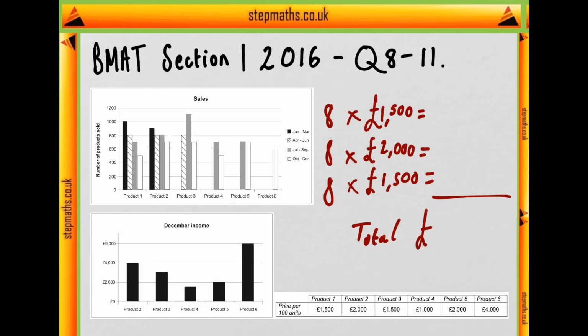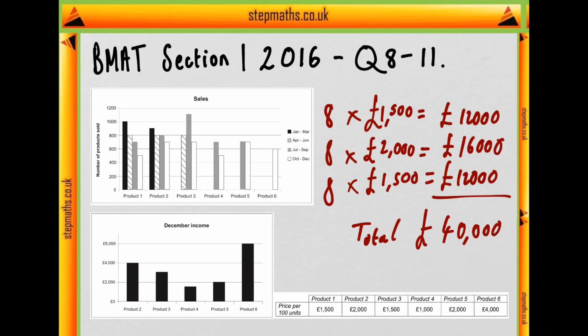A good tip when multiplying a large number by a smaller number is to reduce 1,500, for example, to 1.5k. So then 8 times 1.5 we know to be 12, so 12 times 1k would be 12,000, which we can write down for these two. Likewise, 8 times 2,000 we know to be 16,000. So, adding all of those up, we can see that the answer here is 40,000, which gives us our answer C.